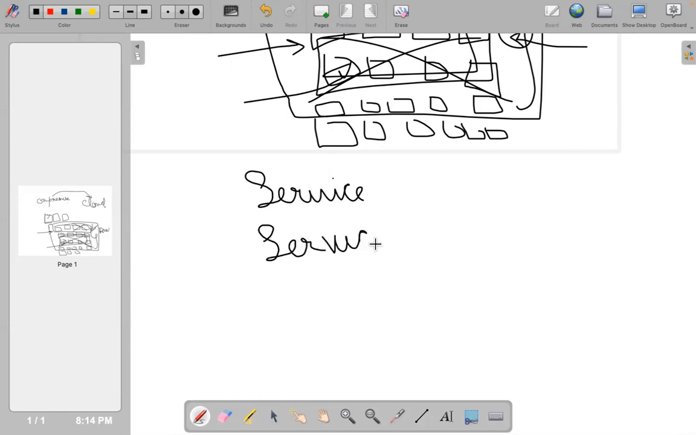So by now, server, you might have a clear idea what is the difference. Can you tell me the difference of service and server? Service meaning which we give, sir. Like if we have something and we are giving someone, it's called service.